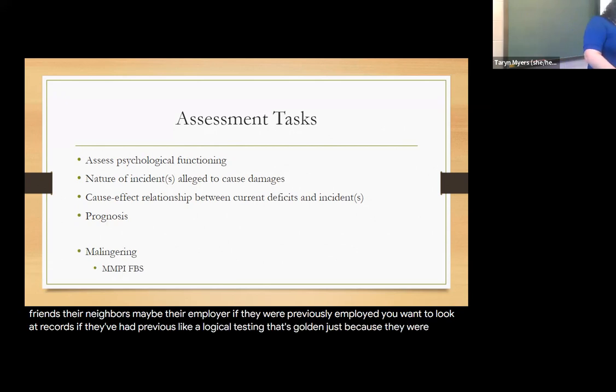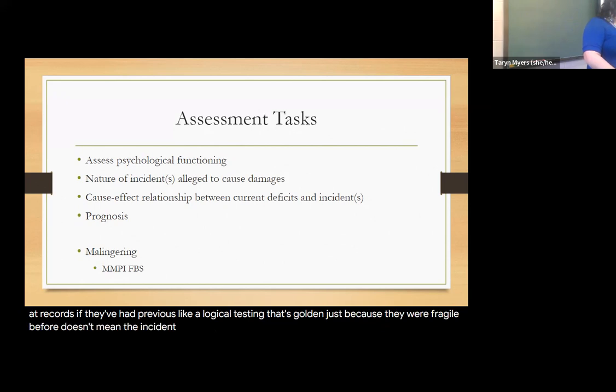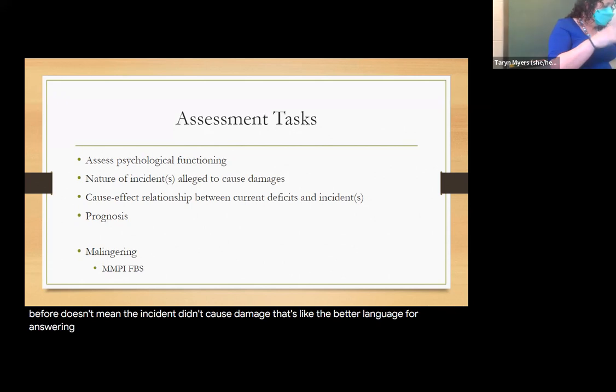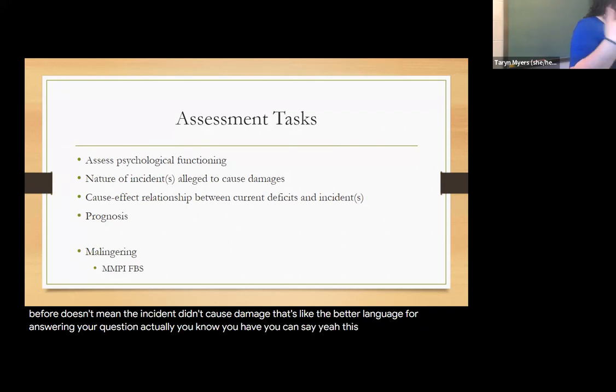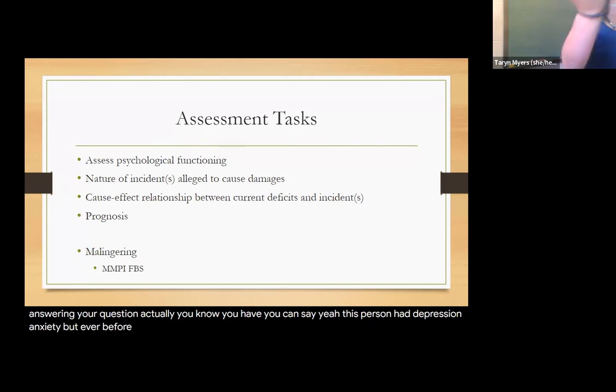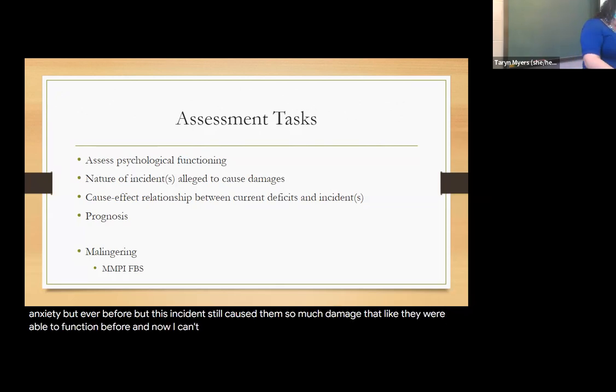Just because they were fragile before doesn't mean the incident didn't cause damage. That's like the better language for answering your question, actually. You can say, yeah, this person had depression, anxiety, whatever before, but this incident still caused them so much damage that they were able to function before and now they can't.